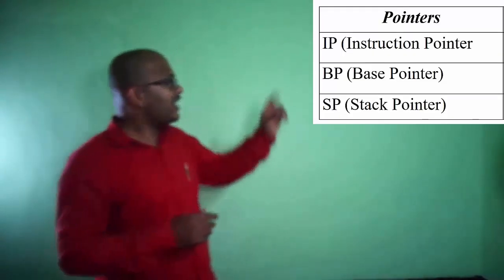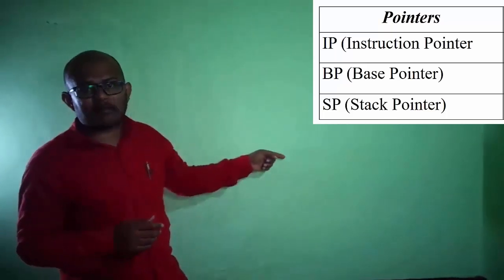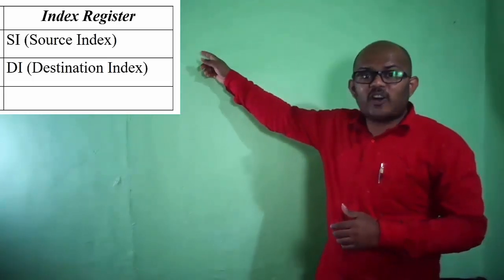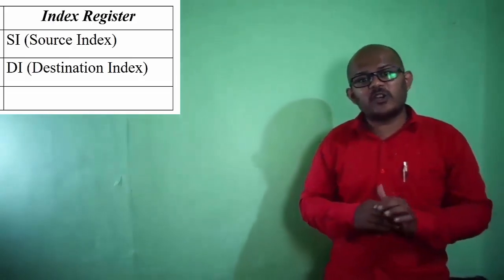Now, if I am talking about pointers, we have three pointers. The first one is instruction pointer, then base pointer and stack pointer. Now, talking about index registers, we have two index registers. The first one is source index, denoted by SI, and the second one is destination index, denoted by DI.